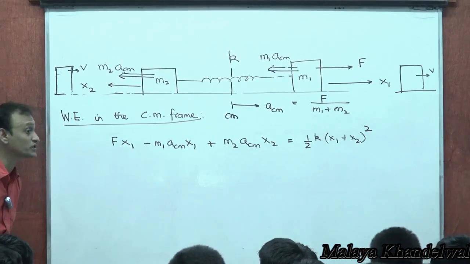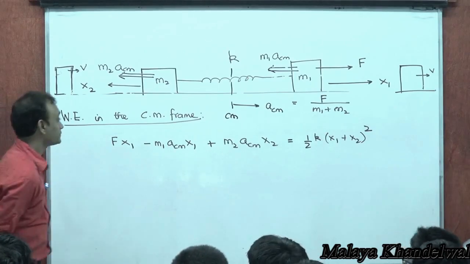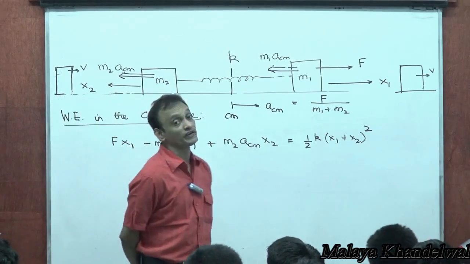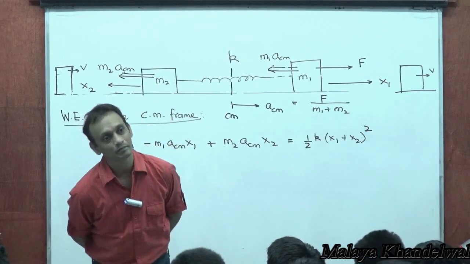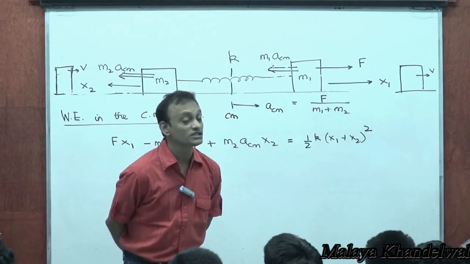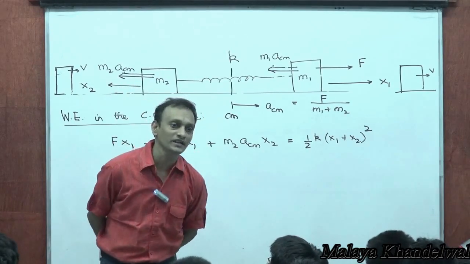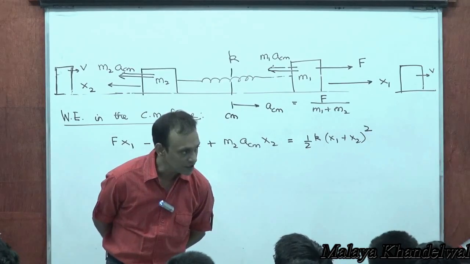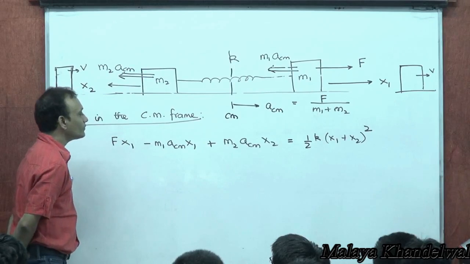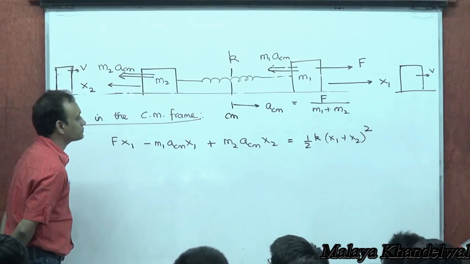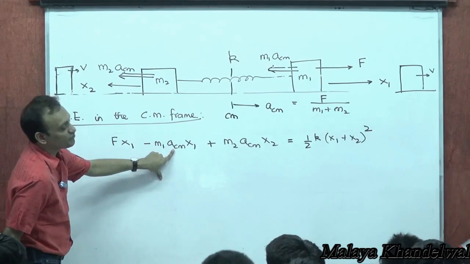Where x1 plus x2 is the elongation, maximum as well as minimum. Right? So if you end up getting two values of x1 plus x2, one must be the maximum elongation, the other one must be the minimum elongation. Both these subscribe to the same physical condition of the two masses acquiring the same velocities in a state of maximum or minimum elongation. Now, I can replace this ACM by F by M1 plus M2.